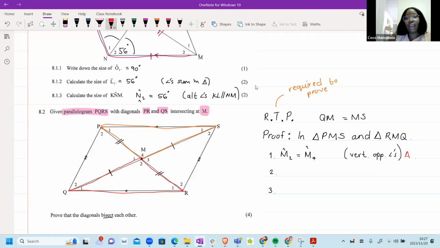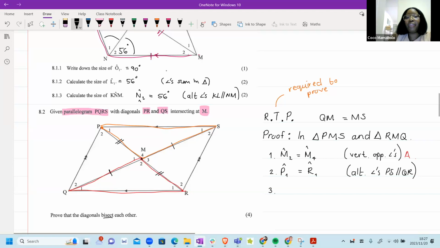And then Funzo says P1 is equal to R1. Agreed. P1 is equal to R1 because of alternate angles. Good. All good. I agree. Let's see where we got those alternate angles. PS must be parallel to QR. PS is parallel to QR.